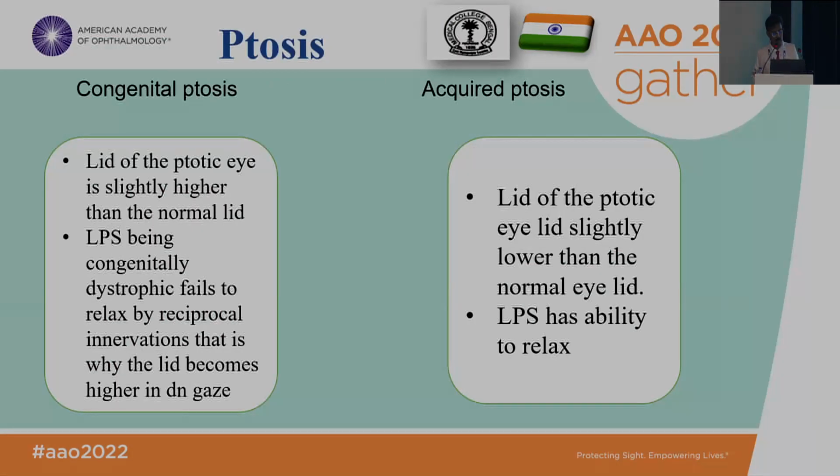So ptosis may be congenital or acquired. There is one look by which you can identify a congenital ptosis. In congenital ptosis, the lid of the ptotic eyelid is slightly higher than the normal lid on down gaze. In acquired ptosis, the lid of the ptotic eyelid is slightly lower than the normal eyelid. This is the basic difference. If you look in front of the patient, you can see it on examination. In congenital ptosis, the dystrophy fails to relax the reciprocal innervation of that eyelid muscle. The LPS has the ability to relax in case of acquired ptosis.